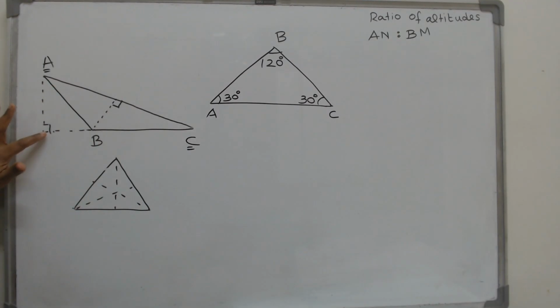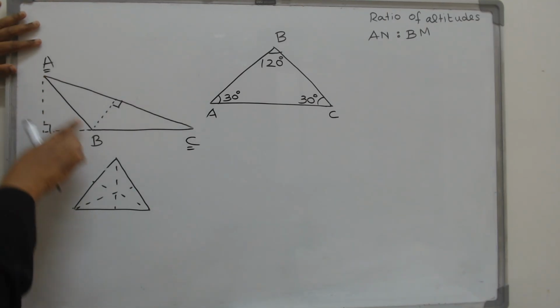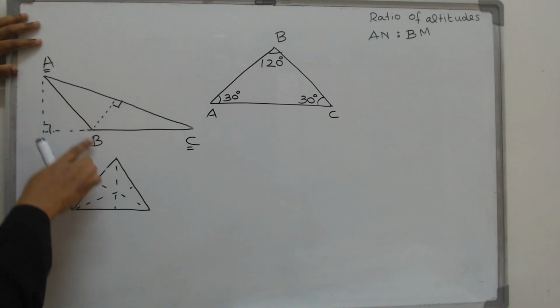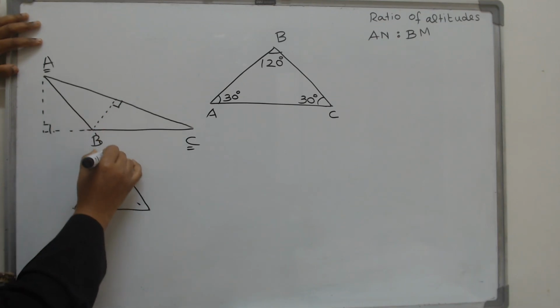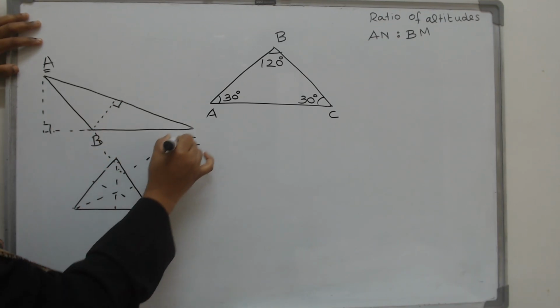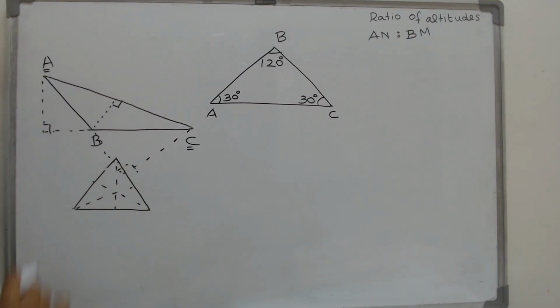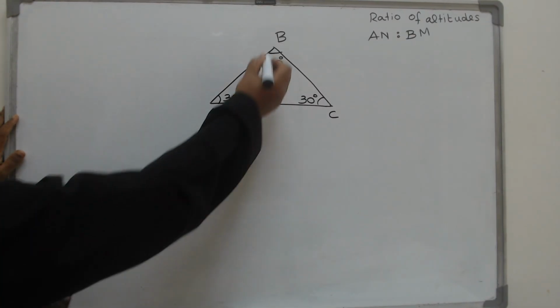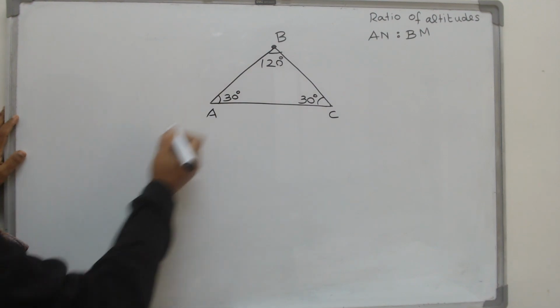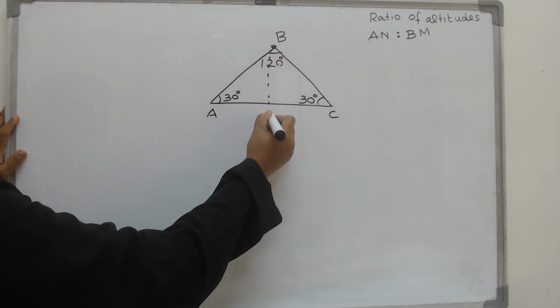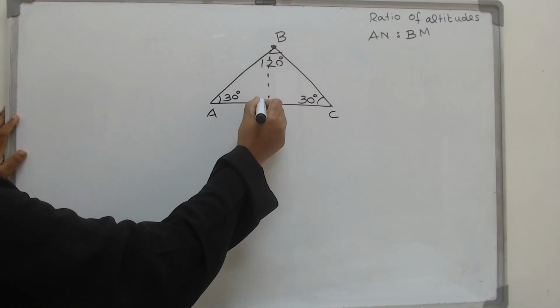If we want a perpendicular line which connects this vertex and this side, it is going to lie outside of the triangle. Same for this side. If you want an altitude for this side, you will again see that it also lies outside of the triangle. Now let us construct the altitude for this angle B, and let us name it BM.